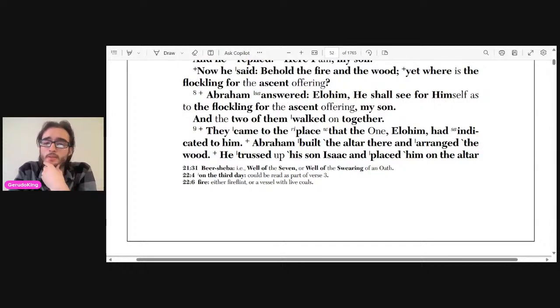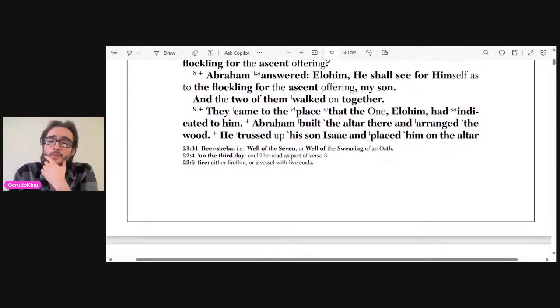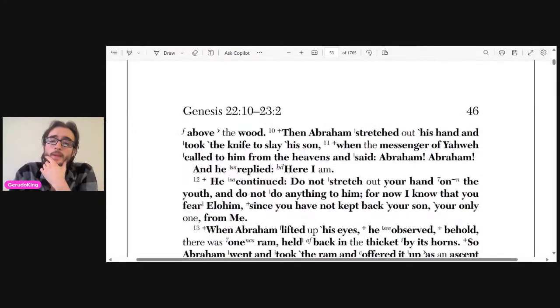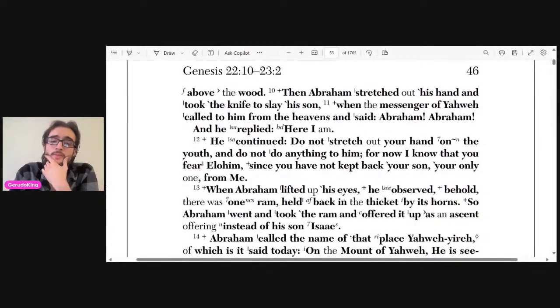They came to the place that the one Elohim had indicated to him. Abraham built the altar there and arranged the wood. He trussed up his son Isaac and placed him on the altar above the wood. Then Abraham stretched out his hand and took the knife to slay his son.